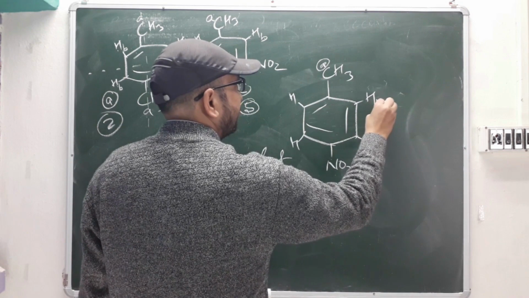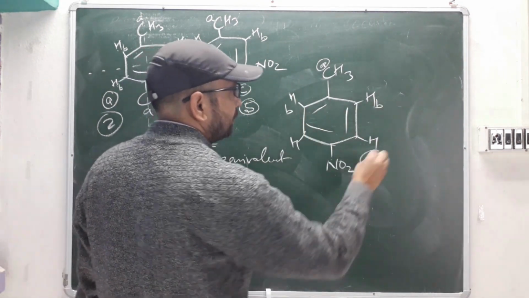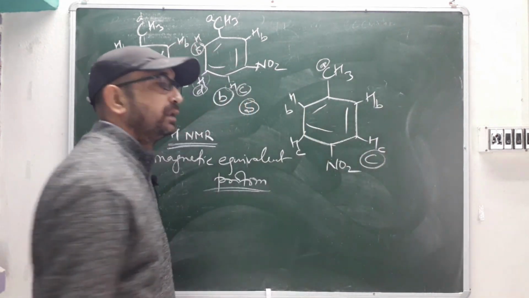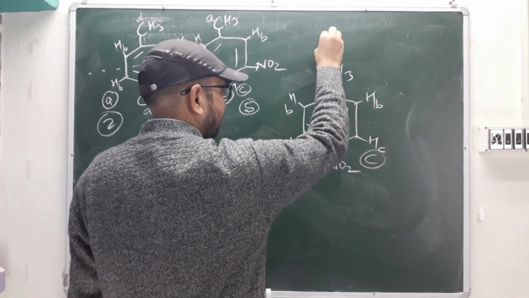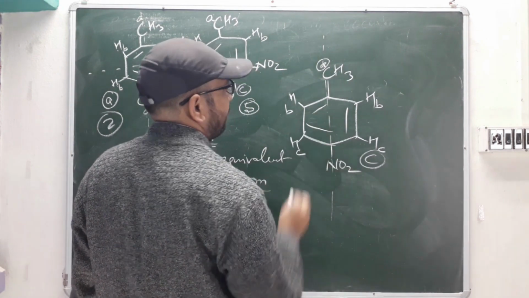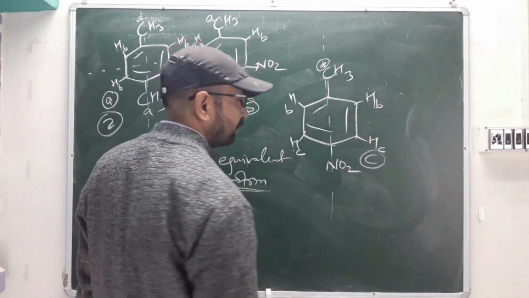This will be your B, here also it will be B, this will be C, this one will be C, okay? These are the similar thing. How? Just you put one mirror here, okay? This one is reflecting here, this one is reflecting here, so it will be same.